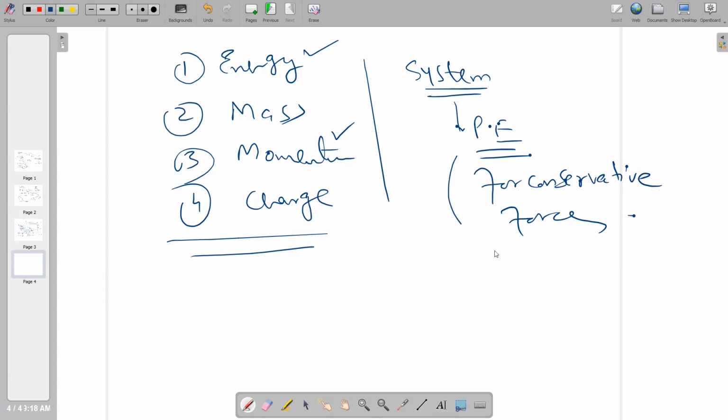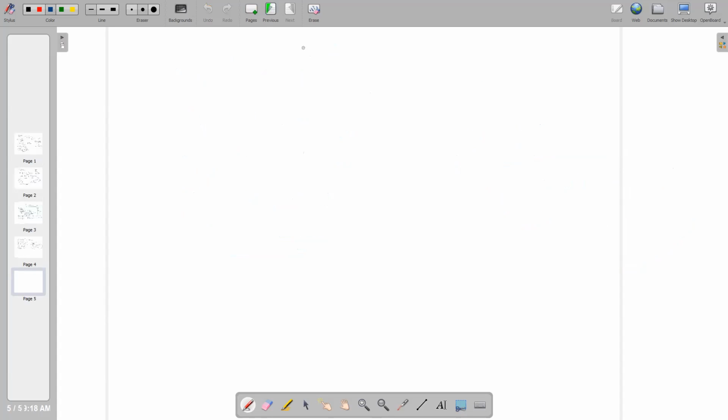So now the question is, what are the conservative and the non-conservative forces? First, I will discuss the conservative and the non-conservative forces. Then we will move towards the change in potential energy. Otherwise, you cannot understand this one. So, conservative forces.